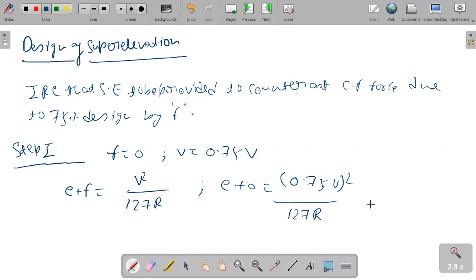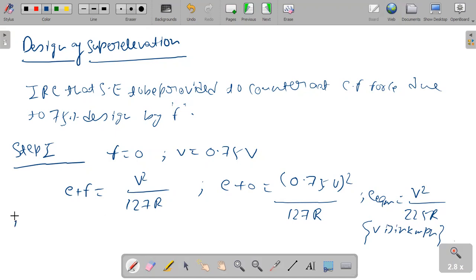So we'll get our value, which is E equilibrium is equal to V square upon 225 R, obviously where V is in kilometer per hour. Okay, so here is E equilibrium.